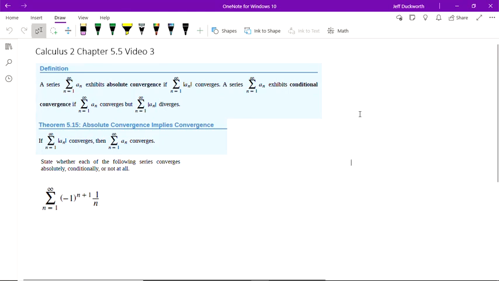Okay, so let's do one more example. In the previous video, there's an example of a divergent series and then one that converges absolutely. This is going to be one that converges conditionally. We already did most of this on a previous video, but I'm going to go over it again with this in mind.